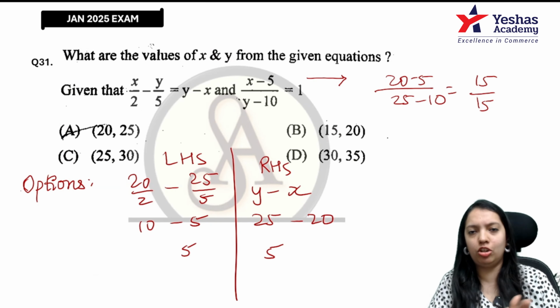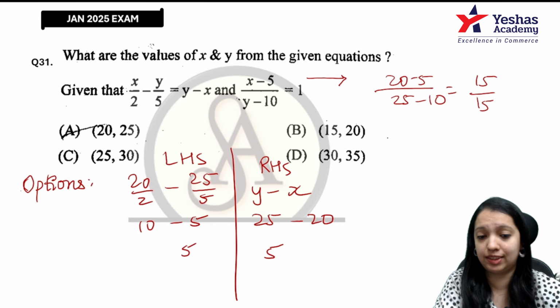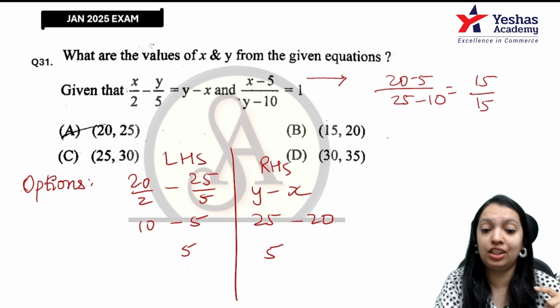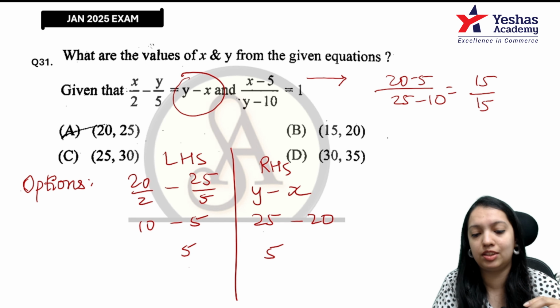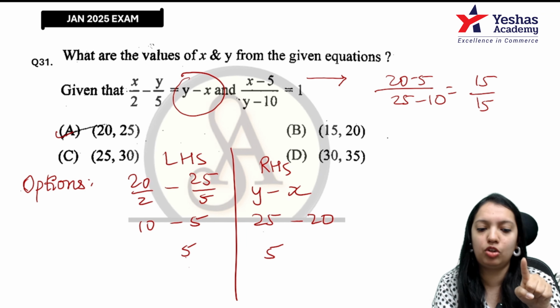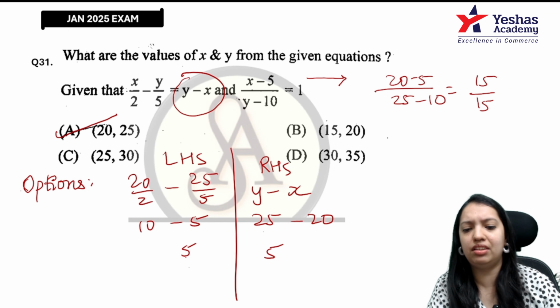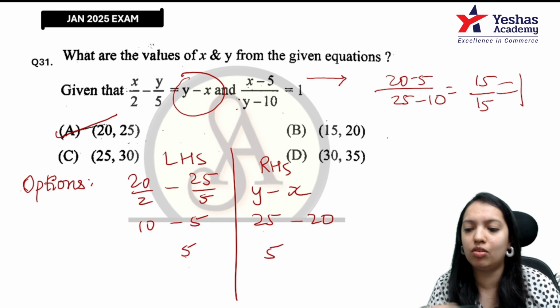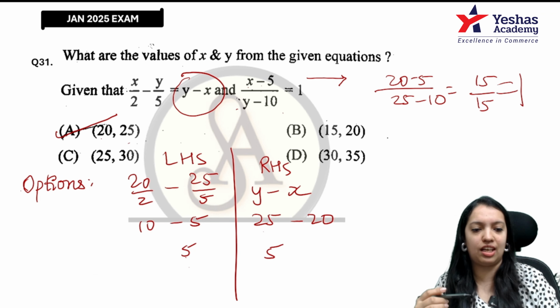Next question you can solve using options only. Take x value as 20, y value as 25. Check the left hand side, you get the value 10 minus 5 is equal to 5. Check right hand side, you will get 25 minus 20, which is equal to 5. Left hand side, right hand side, wherever it is equal, that option is correct. We can cross verify this using another equation. X minus 5 is 20 minus 5, y minus 10 is 25 minus 10. 15 by 15 also I got the value as 1. So option A is correct.